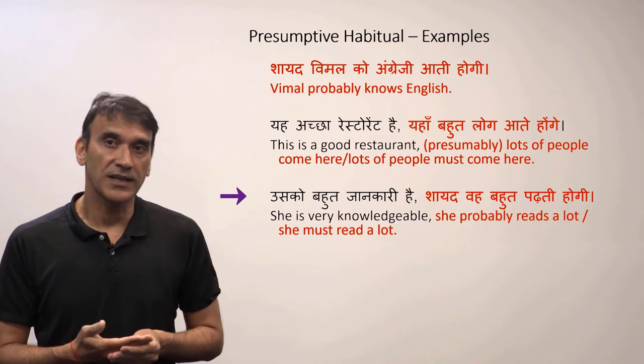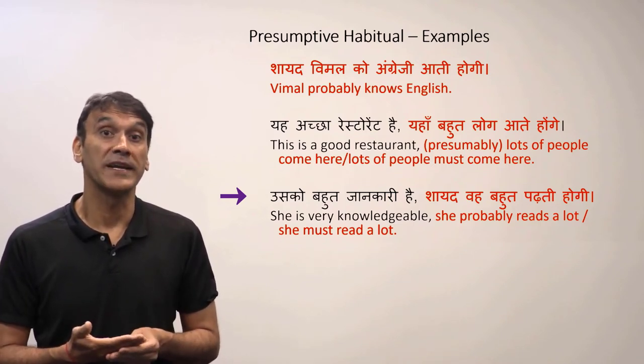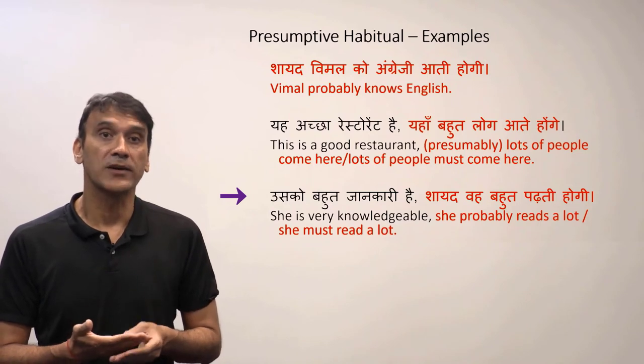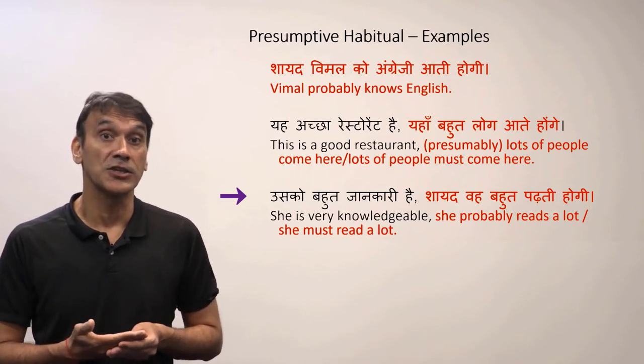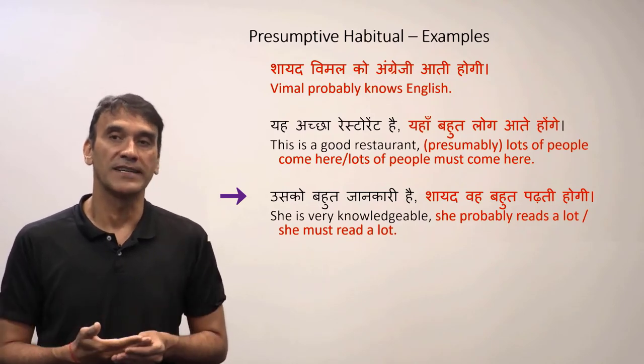Usko bahut jankari hai, shayad wo bahut padhti hogi. She's very knowledgeable, she probably reads a lot. So the speaker knows the girl is very intelligent, she knows a lot, she has a huge knowledge. So he presumes that the girl reads a lot.